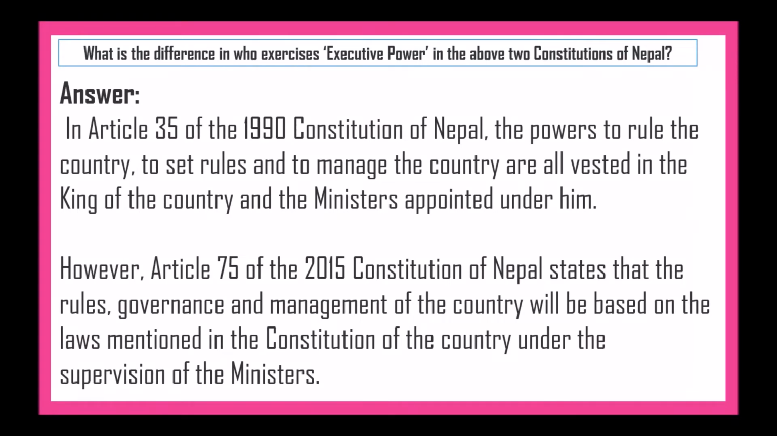So what is the difference in who exercises executive power in the two constitutions of Nepal? In Article 35 of the 1990 Constitution, the powers to rule the country, to set rules and to manage the country are all vested in the king of the country and the ministers appointed under him. However, Article 75 of the 2015 Constitution of Nepal states that the rules, governance and the management of the country will be based on the law mentioned in the Constitution of the country under the supervision of the ministers.